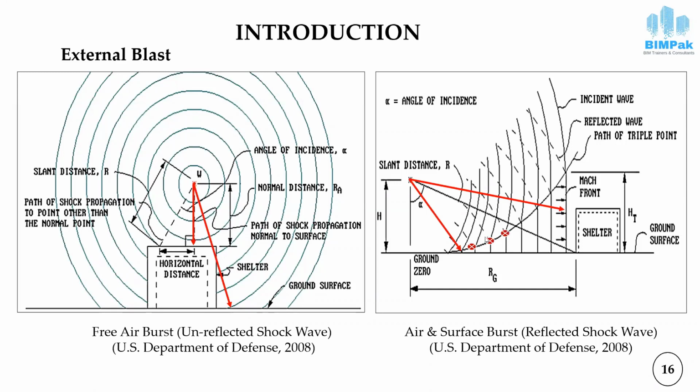So at this point, these two types of waves, the incident wave and the reflected wave, will meet together. And because of this junction, a constructive interference will take place. So the magnitude of the reflected shock wave is almost double that of the unreflected shock wave. So the air burst and surface burst are the worst condition, the worst form of external blast.